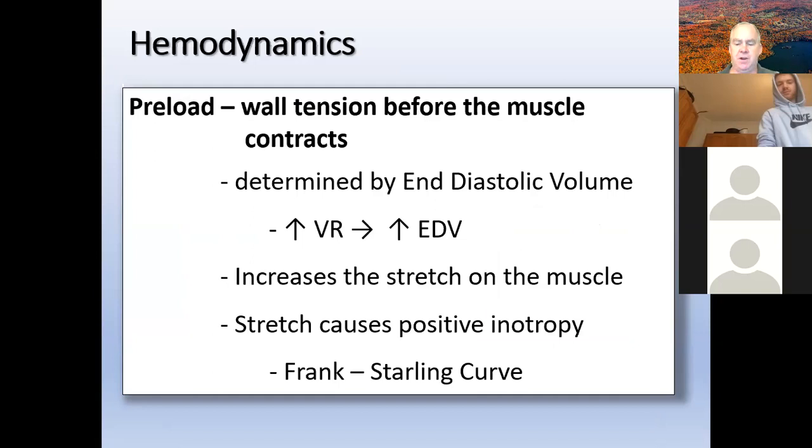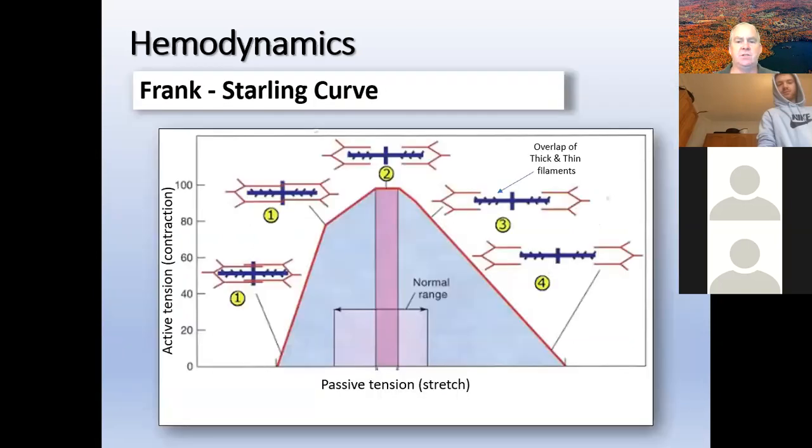And we can see this in the Frank-Starling curve. This is a general Frank-Starling curve. This could be for any muscle. It could be smooth, skeletal, or cardiac muscle. The more you stretch a muscle passively, the stronger it contracts. So passive tension is the stretch on the muscle. And I used to do this in the lab with smooth muscle, get an aorta from a rat, cut it into little circles and put a wire on either side and stretch it. And the more you stretch it, the stronger it contracts, up to a point.